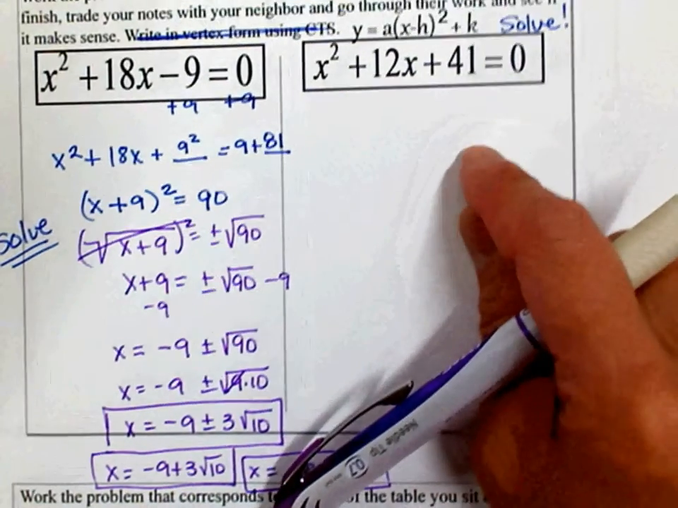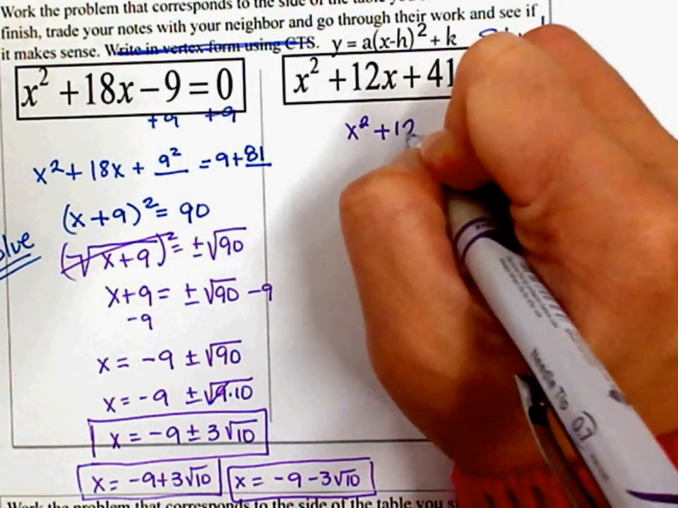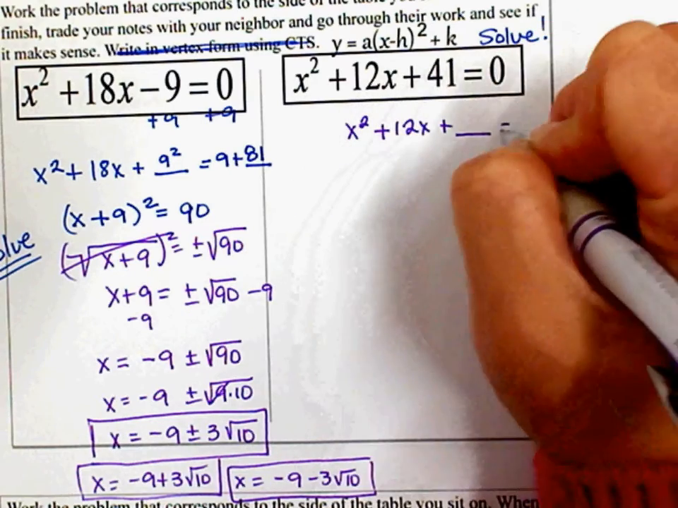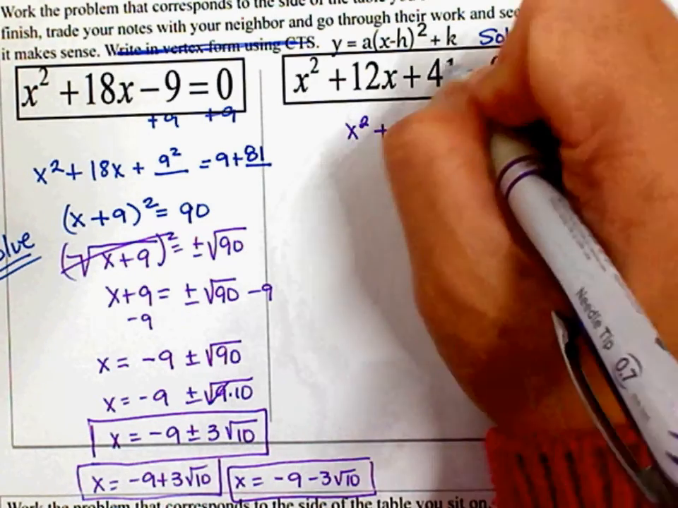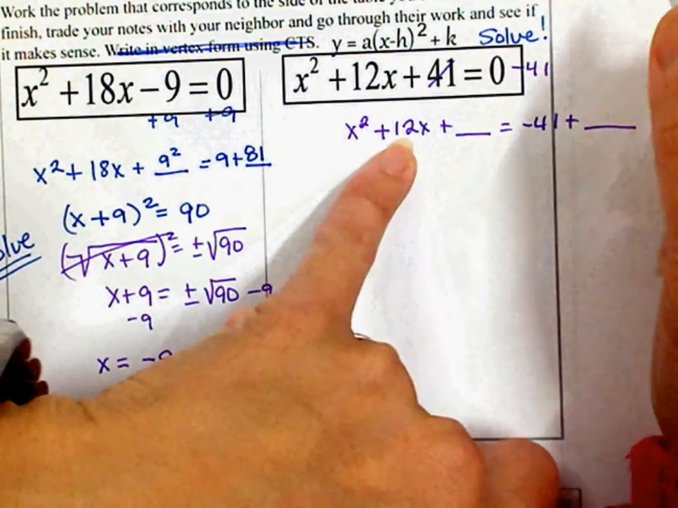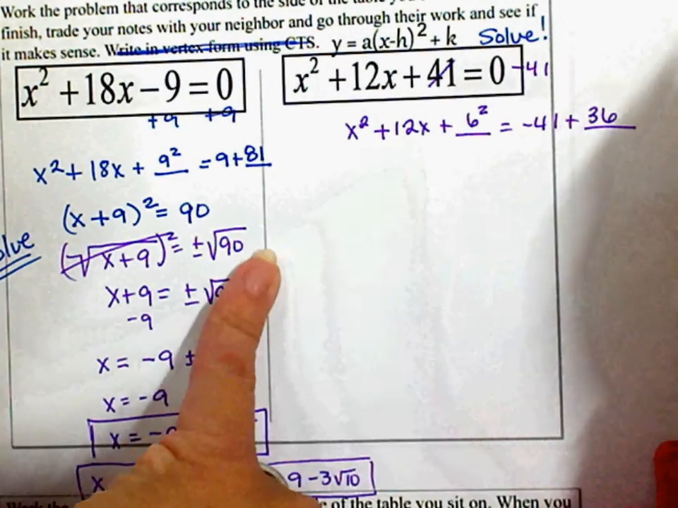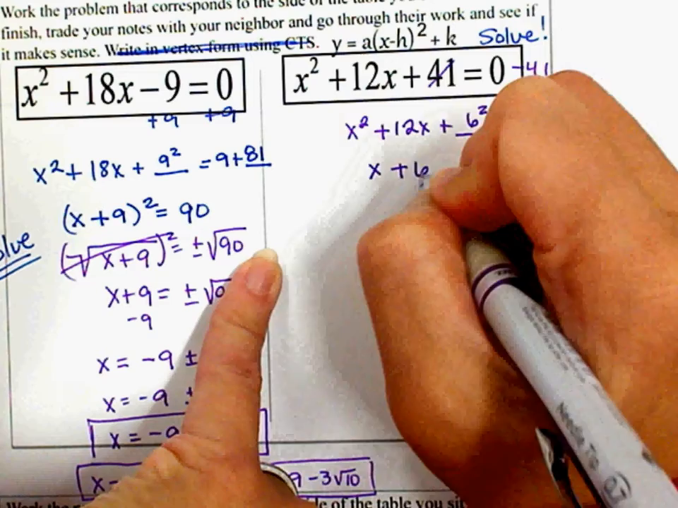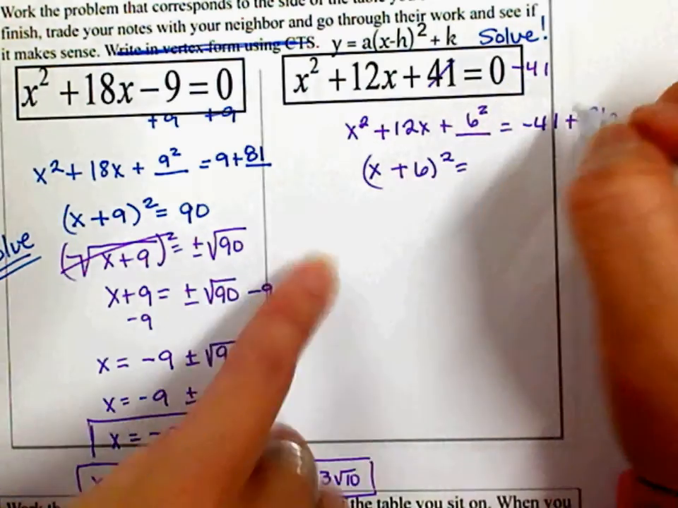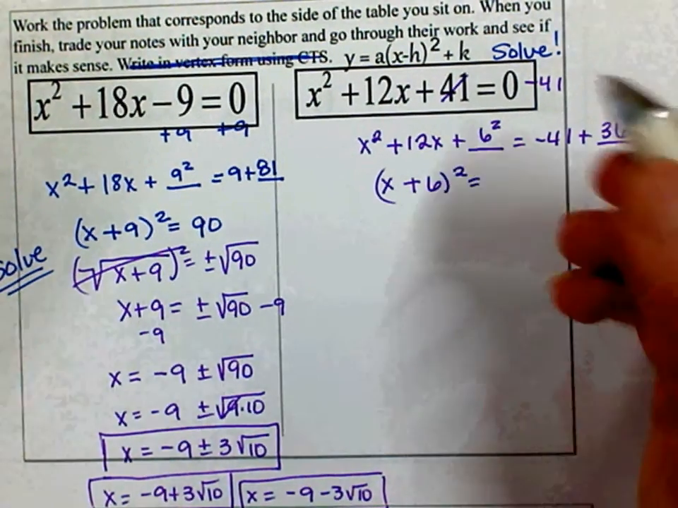x squared plus 12x plus a blank is equal to negative 41 plus a blank. Half of 12 is 6 squared. 6 squared is 36. Write it in factor form. Negative 41 plus 36 is negative 5. Okay. Take a square root.